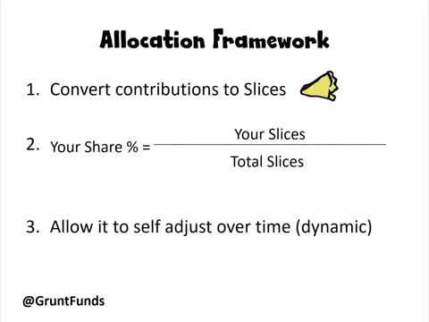The first thing you do is convert all contributions to slices. A slice is a fictional unit of at-risk contribution. It's your bet. Think of it like a poker chip, for instance. It's just a fictional unit to measure your bet. At any given time, no matter what changes, your share is always equal to your slices divided by all the slices in the pie. And it will self-adjust over time to keep it fair, because each day that goes by, we spend more money and more time and more ideas on our company. We want it to self-adjust so it stays fair. That's why it's called dynamic.